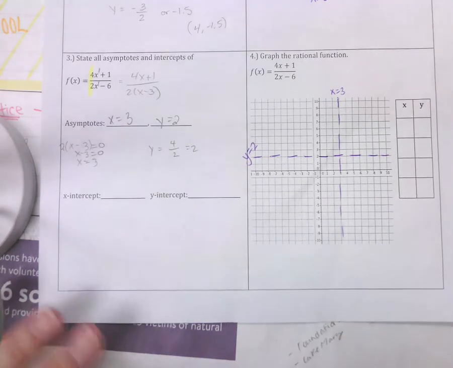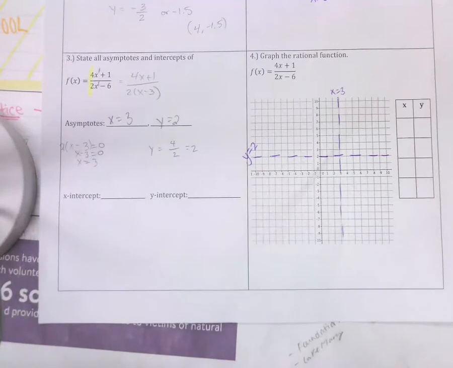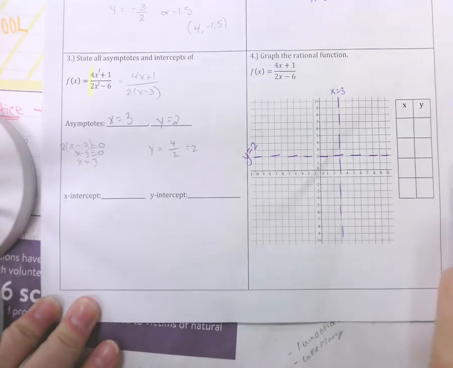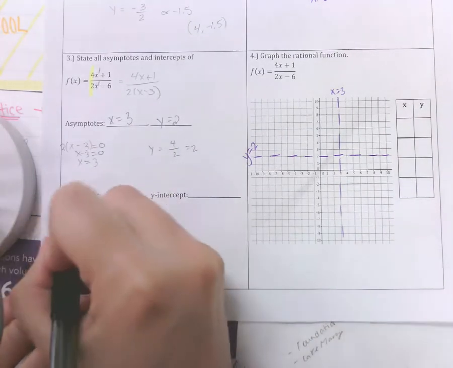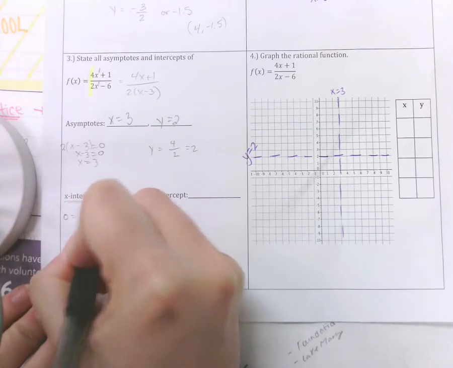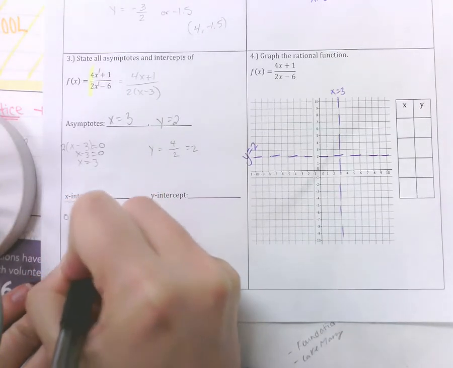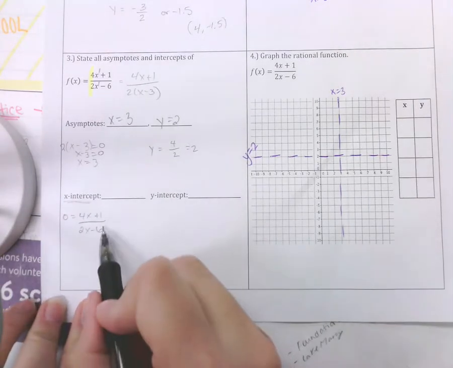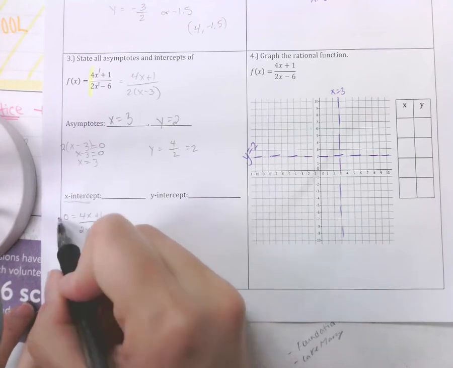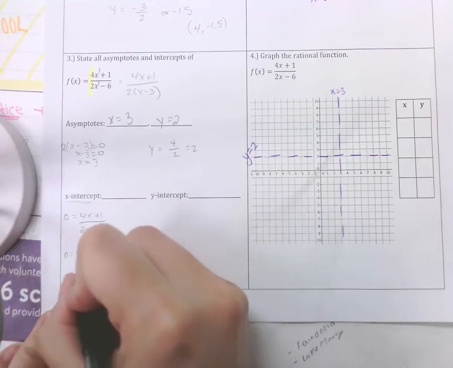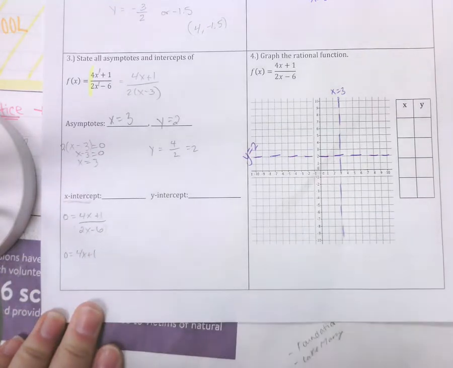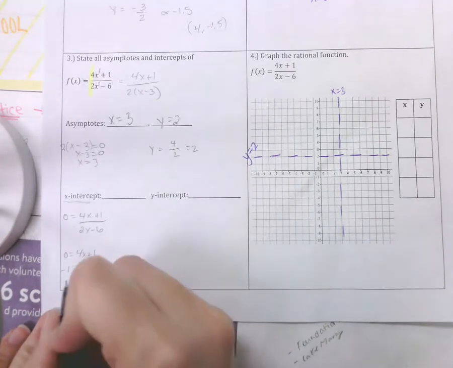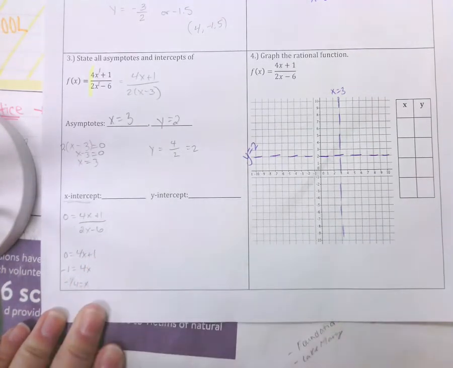Okay. The intercepts are points, so find the intercepts and then you can put those in here if you want. So your x-intercept is going to be the x value when y is 0. So you take your function and you plug in 0 for y. First step would be to multiply both sides by 2x minus 6. And so you get 0 equals 4x plus 1 when you do that, because 0 times anything is 0. Then you can subtract 1 and divide by 4. So you get negative 1/4 equals x.